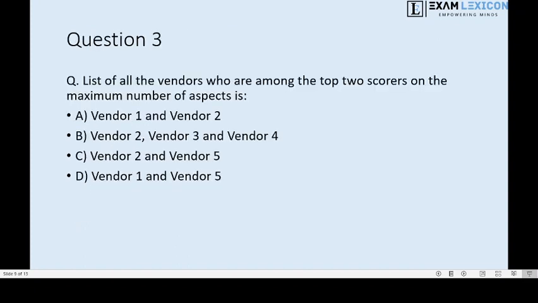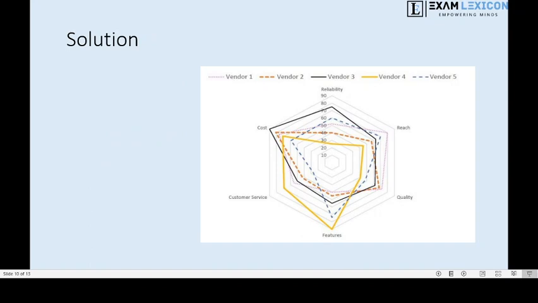List of all vendors who are among the top 2 scorers on the maximum number of aspects is. Okay, so for this question, it's a pretty simple one. Let us just calculate the top 2 scorers for all the aspects. Okay, so for cost, vendor 3 and vendor 2. For reliability, it is vendor 3 and vendor 5. You can look at the arrows as they are coming up.